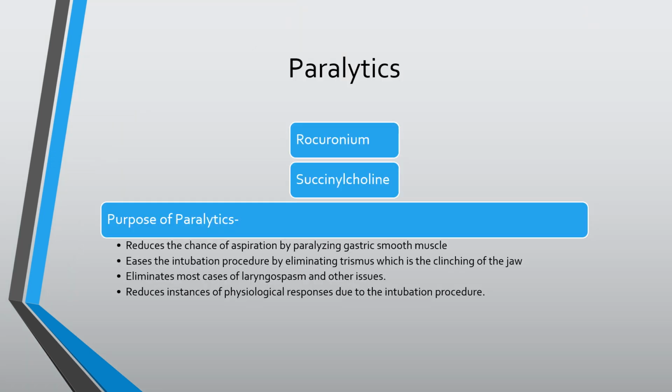All right, now we're going to talk about our paralytics. We have rocuronium and succinylcholine. The purpose of paralytics is to reduce the chance of aspiration by paralyzing gastric smooth muscle. There's a reason that's on top, because it's one of the most important things that we use it for.